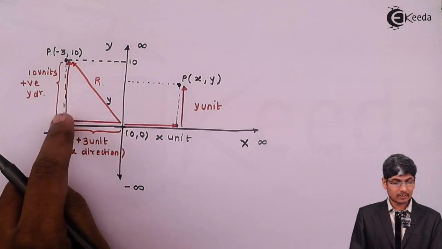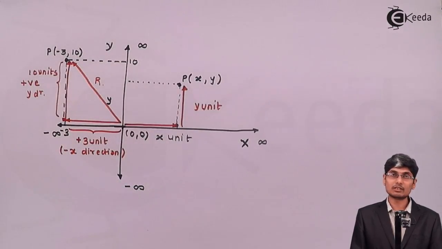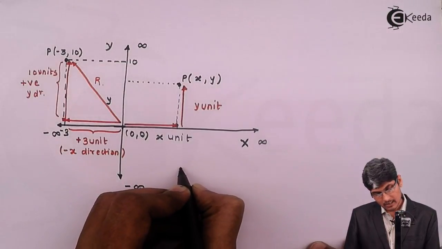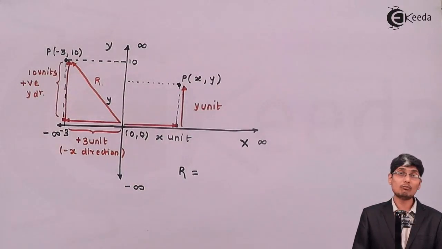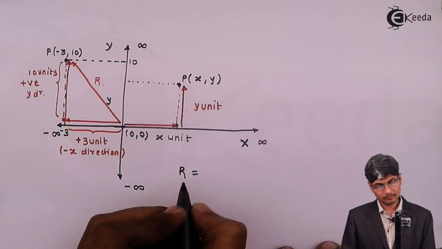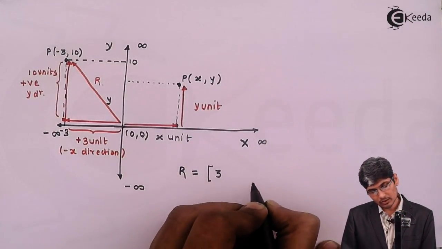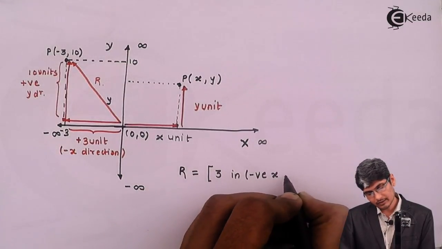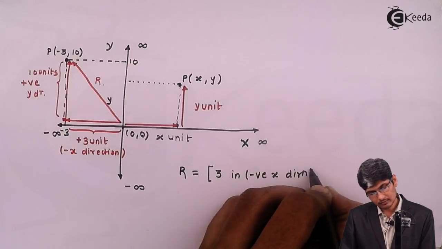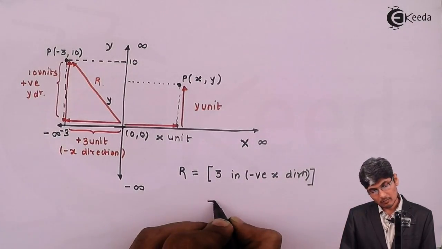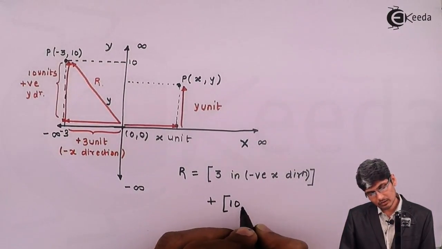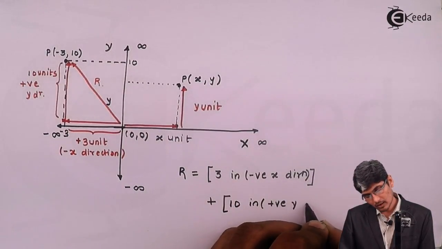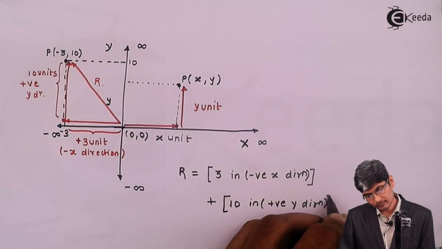Resultant is always this vector plus this vector, as we have seen previously. Now what is this vector? This vector is like this. I can say that the resultant, that is a total movement from the origin, will be 3 units in negative x direction plus 10 units in positive y direction.